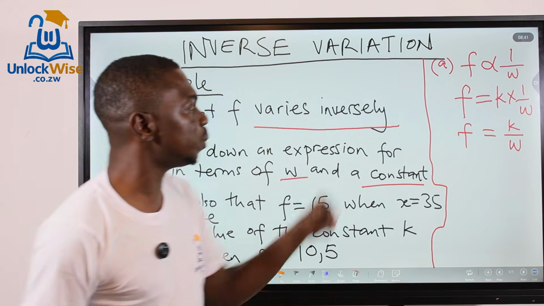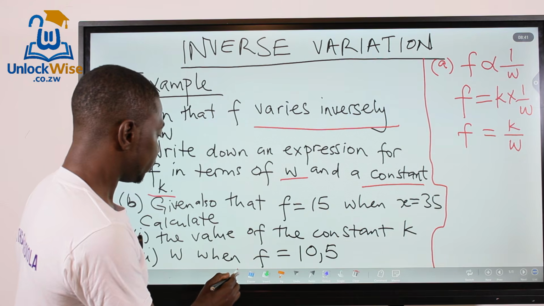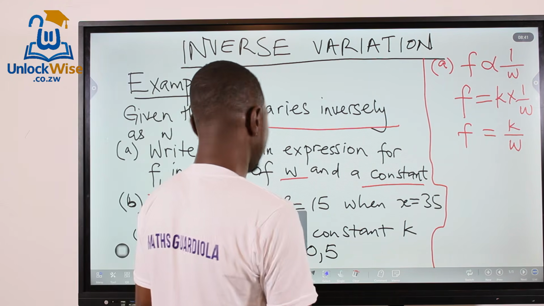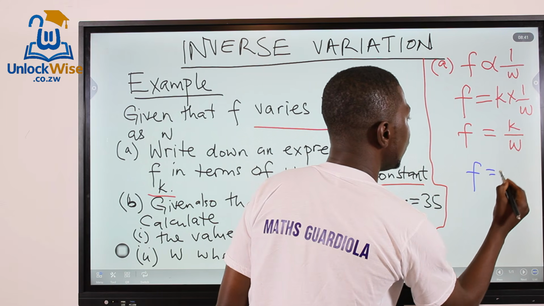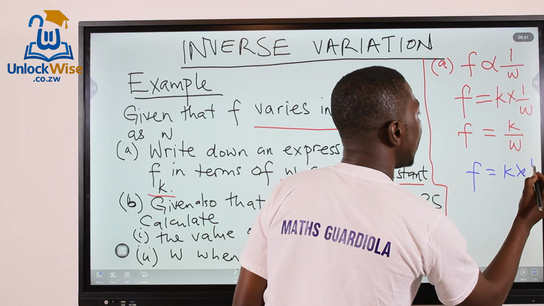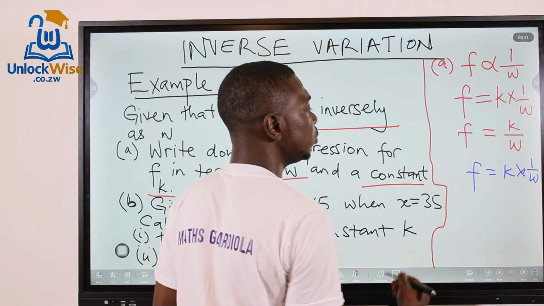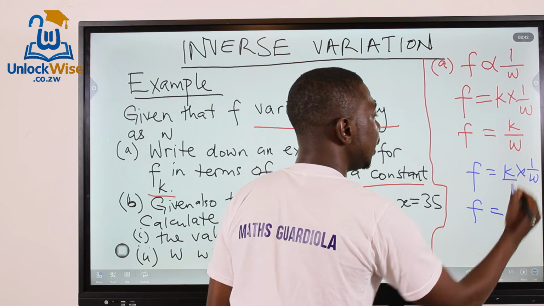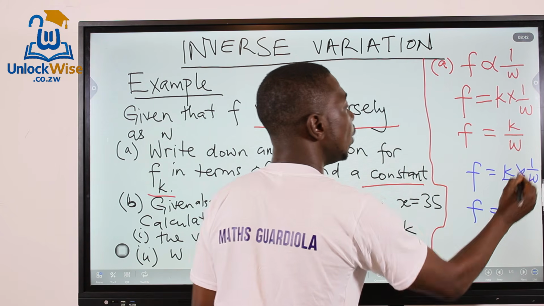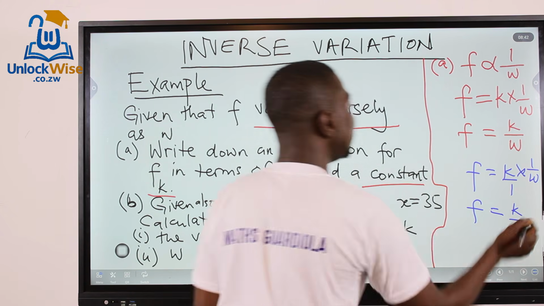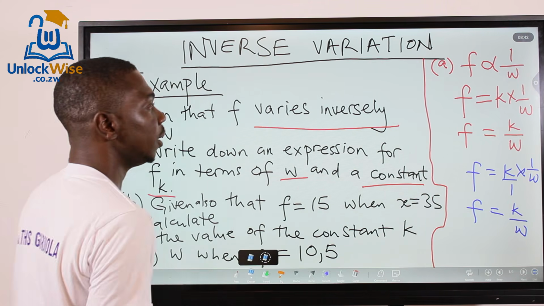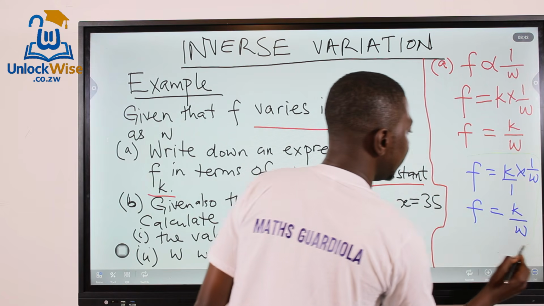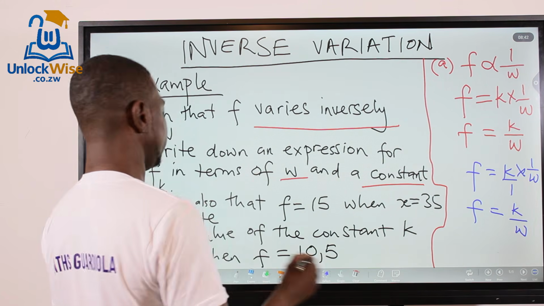Allow me to explain this a little bit, in case some might be wondering. We have f equals k times 1 over w. We put the k over 1, then numerator times numerator, k times 1, gives k, and 1 times w gives w. That is why I wrote it as k over w. Let's hope it's clear, and let me move forward.